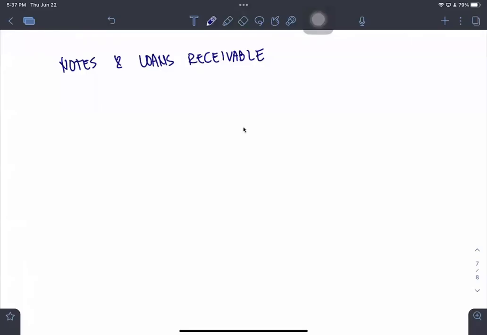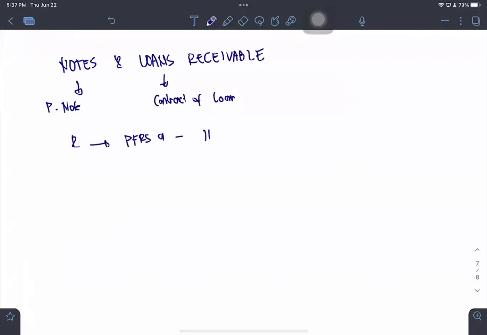So we proceed now to your notes and loans receivable. So we said for notes receivable, this is evidenced by your promissory note, while your loans receivable is evidenced by a contract of loan. And we also said if ever the receivable comes from your PFRS 9, your initial measurement is your fair value plus transaction cost.